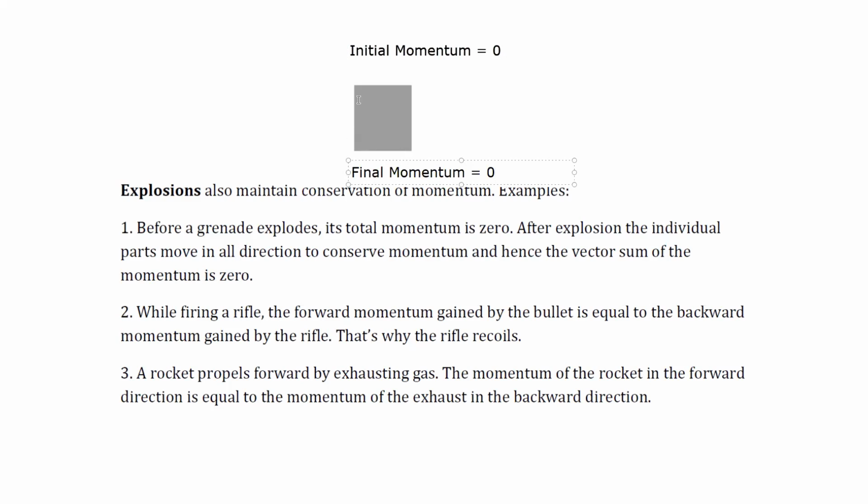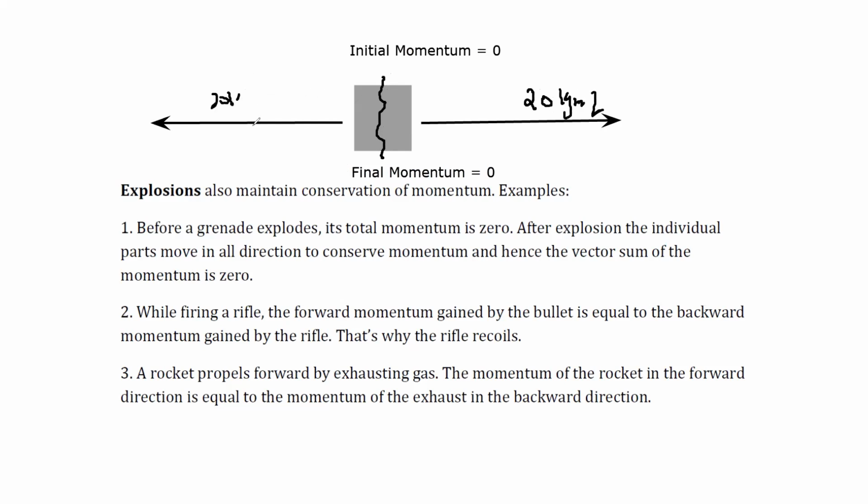So how can the final momentum be zero? As the grenade explodes, it will break into fragments. If one of the parts is moving towards the right, the other part will move towards the left. For example, if the momentum of the particle moving towards the right is 20 kilogram meter per second, the momentum of the particle moving towards the left will be minus 20 kilogram meter per second. So what will be the resultant momentum? It will be minus 20 plus 20, so the resultant momentum will be 0.